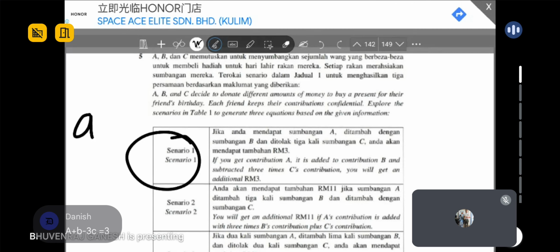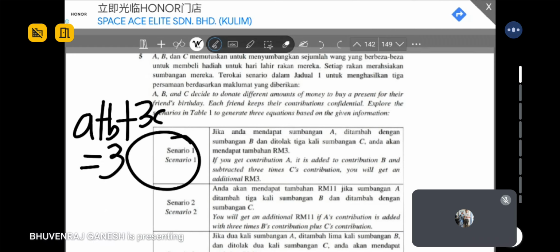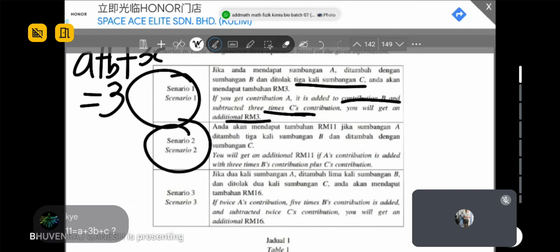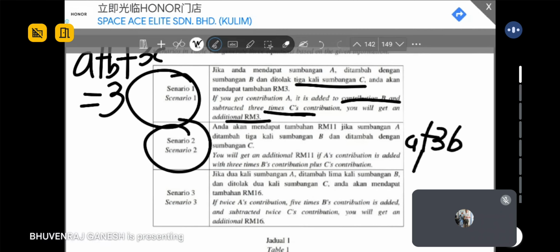Very good. Okay, so for scenario 1, this will be your equation. Okay, A plus B plus 3C equal to 3. Boleh? Yes, correct. Okay, so because A, B, 3 times C, 3 kali C, okay, means that 3C. And then dapat alam 3. Okay, so that's why equal to 3. Okay, second scenario guys. May I know what is the equation? Yang kedua. Okay, very simple, right? Sangat mudah kan? A plus 3B plus C equal to 11. Okay, last one. Yang ketiga. What is the equation?